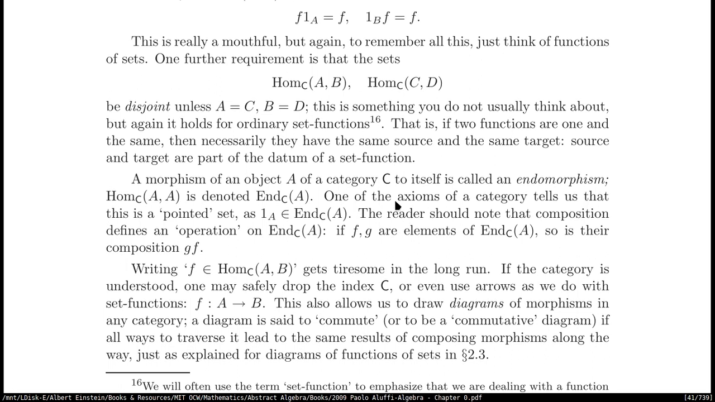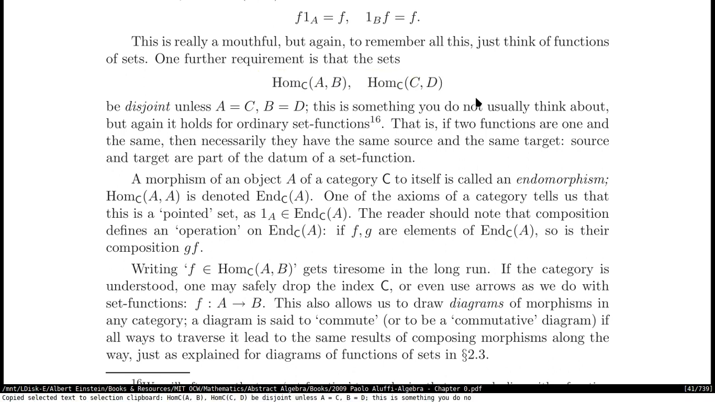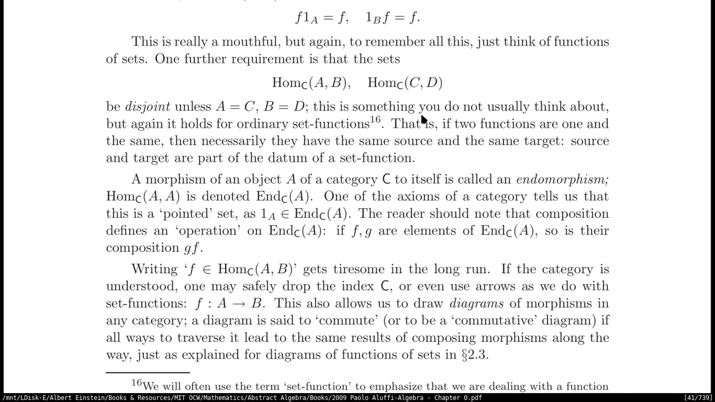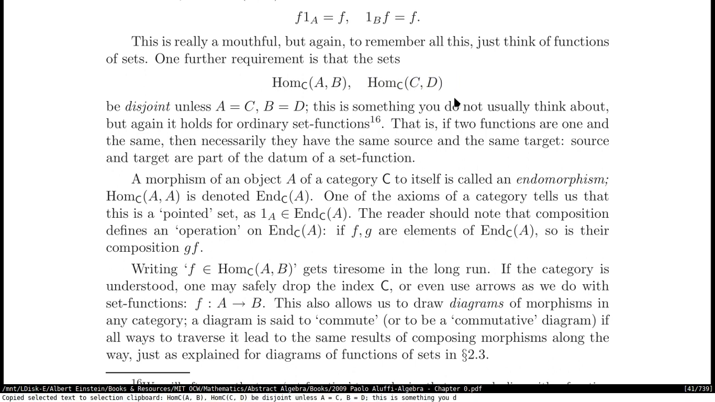We also have another requirement: if you have these two hom sets, from A to B and from C to D, they have to be disjoint unless A is C and B is D. The hom set from A to B represents all the morphisms from A to B, and this set cannot have anything in common with the other set, because they are morphisms from and to different locations. So they have to be disjoint by definition.